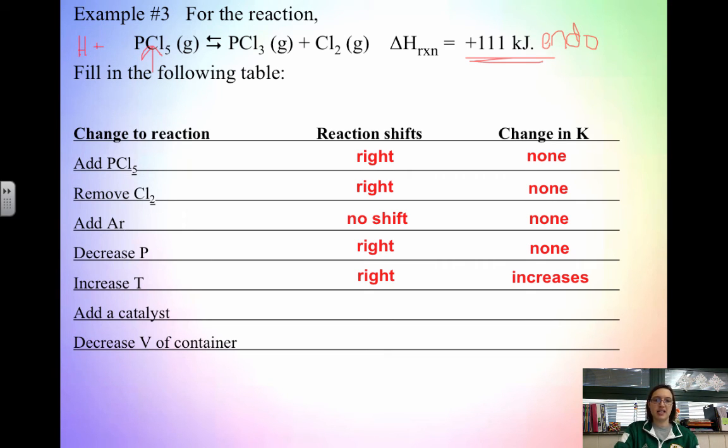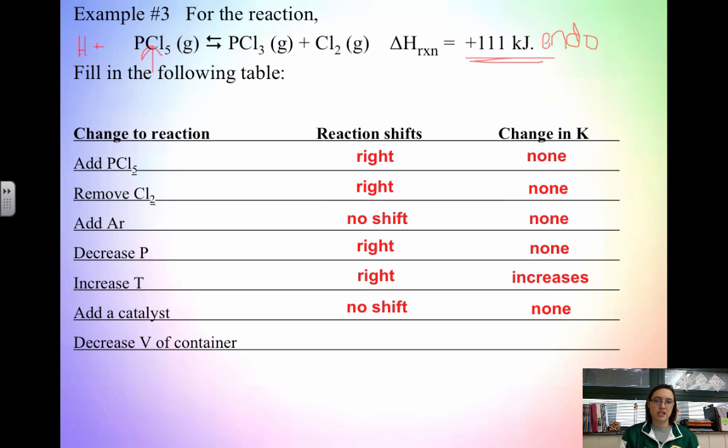Next thing says to add a catalyst. Well, how does adding a catalyst affect this? All it has to do is go faster. So it's not going to shift the equilibrium at all. You're not going to shift to the left or the right because you're not adding or taking away reactants or products. You're simply making equilibrium occur faster. And again, it doesn't change your K.